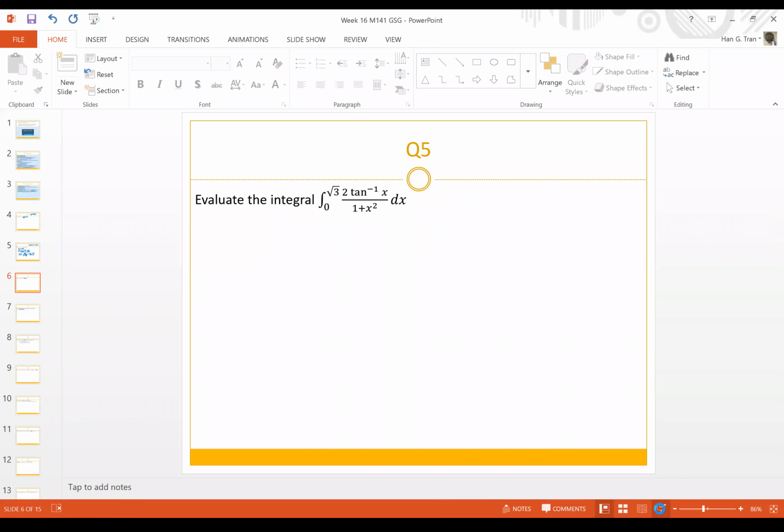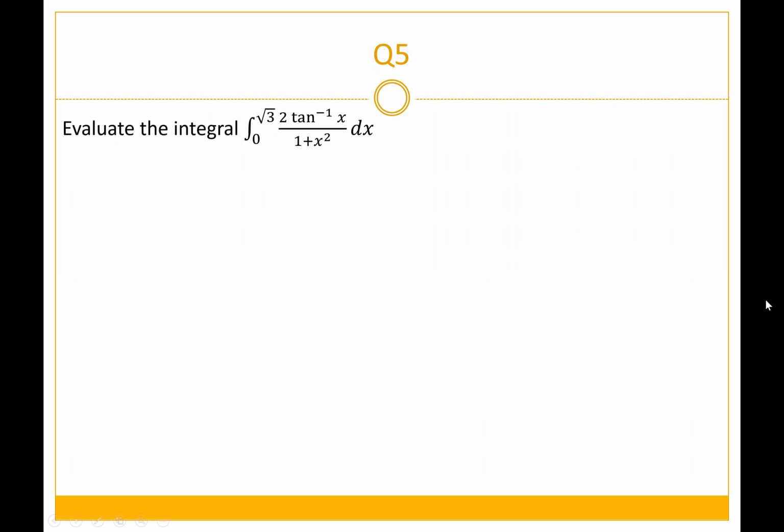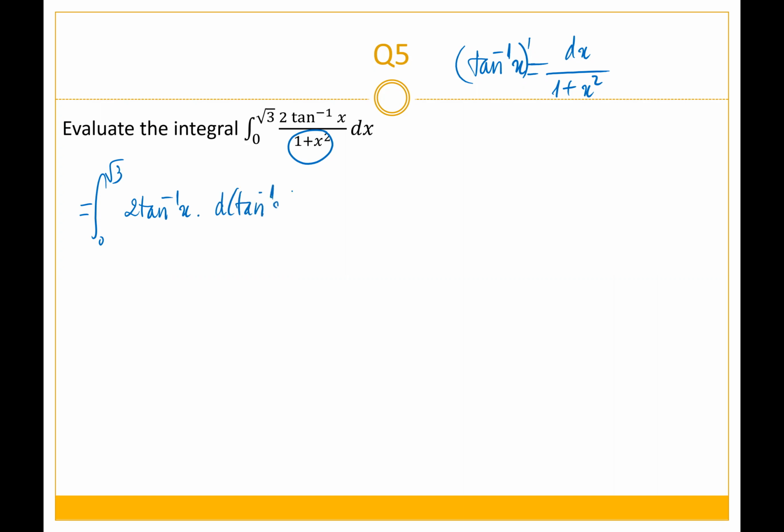Somehow there was some problem with how to put them back again. So now evaluate this integral, and this is where you use the fact that 1 over 1 plus x squared is the derivative of inverse tangent. So if we use u substitution, we can just say it is equal to the integral of 2 inverse tangent of x multiplied by d of inverse tangent of x.